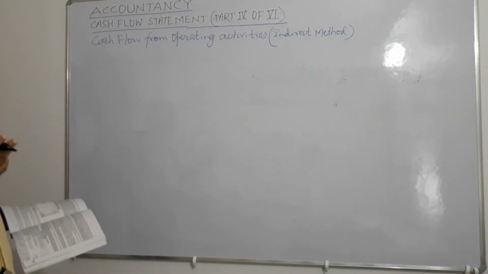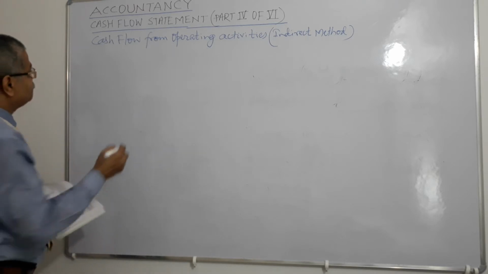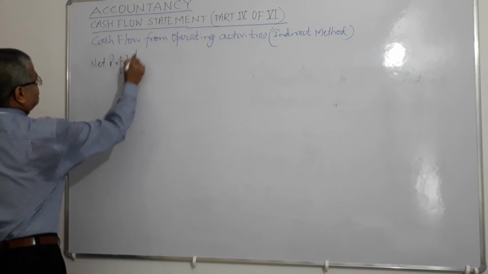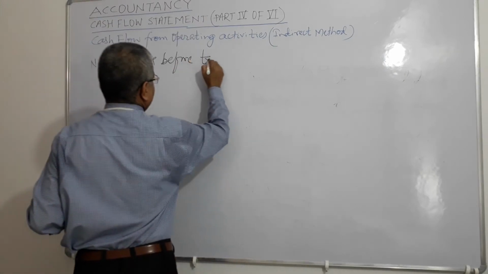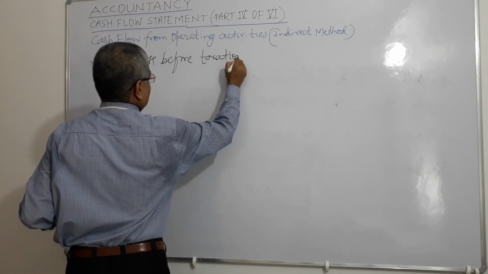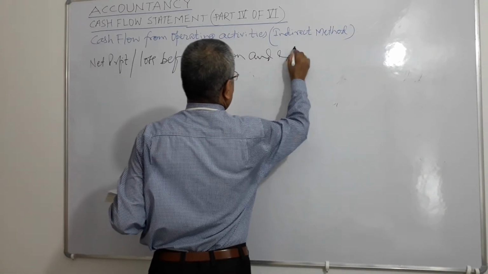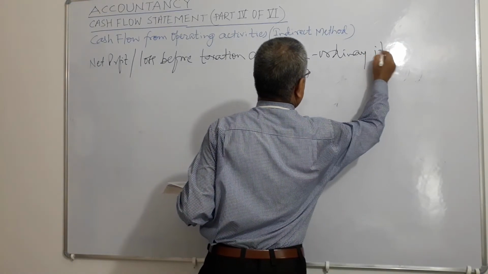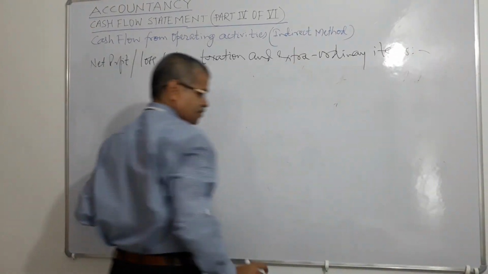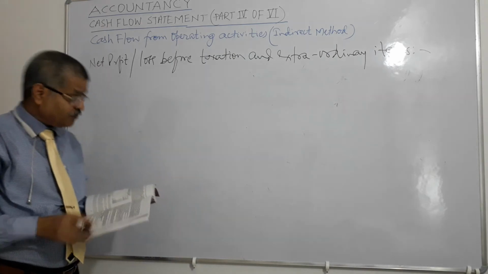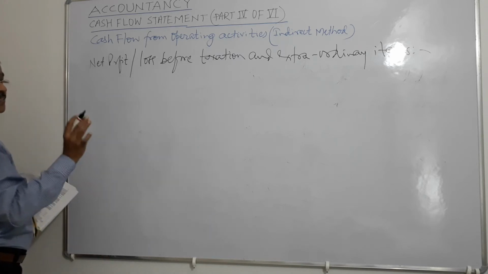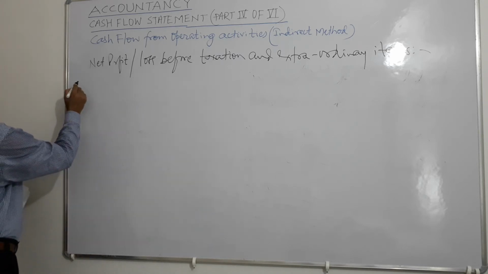See, once again, it starts with net profit or loss before taxation and extraordinary items, right? Before that. So one point is this, we start from here, then what are the things we add and deduct? First let us consider everything that we add.